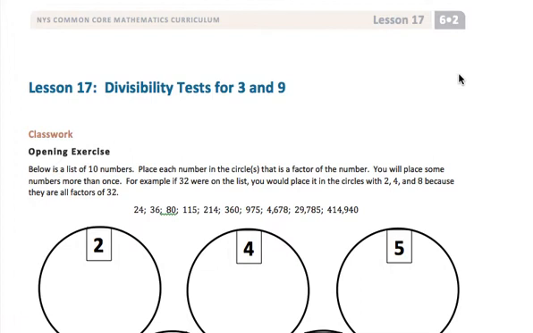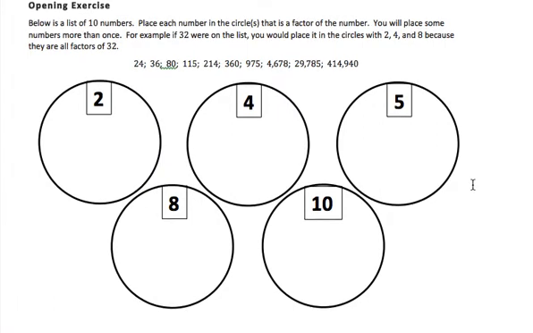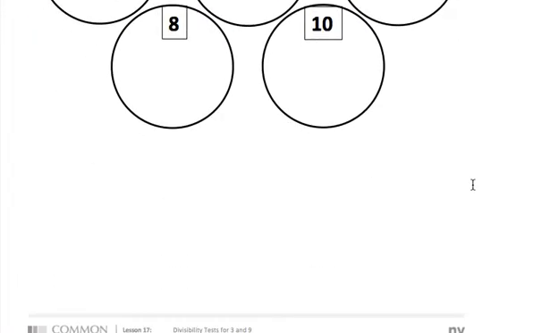Module 2, Lesson 17, we're going to look at divisibility tests for 3 and 9. And in our opening exercise, we're going to look at this list of 10 numbers and put them in the appropriate circles for the numbers that they are divisible by. We'll review the rules for this opening exercise, and then you can double check your answers based on those rules.